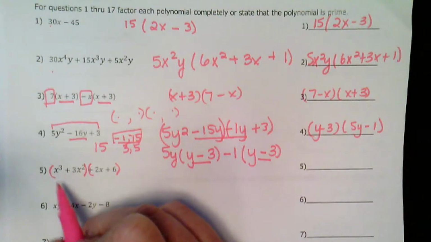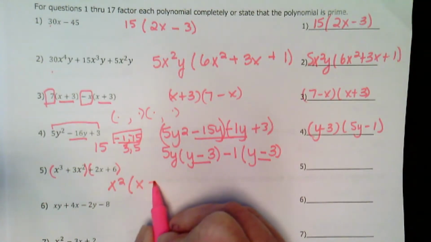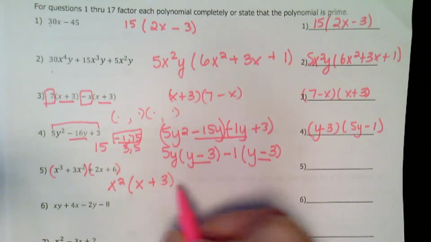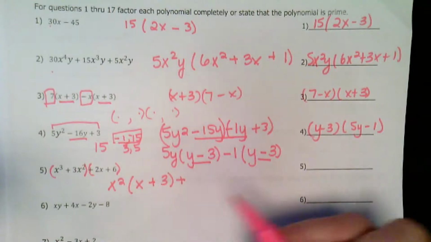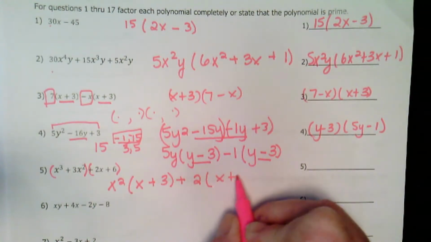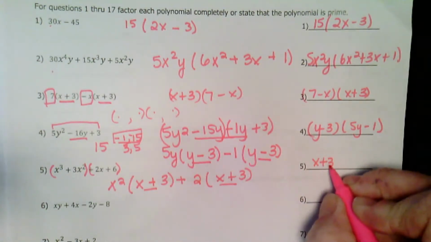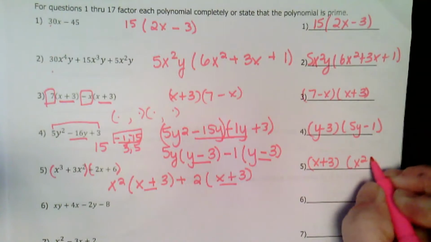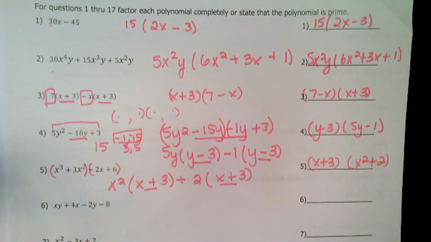All right, so this first one, I can take out x squared. I'm left with x plus 3. So hopefully when we do the second part, we'll have a parenthesis that is x plus 3. So if I take out 2, I'm left with x plus 3. So we were successful. And remember, you can also write these in the flip-flop order, so you could have this one first and this one second, doesn't matter.